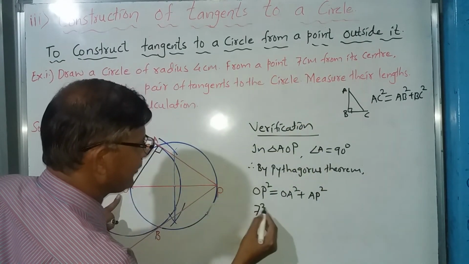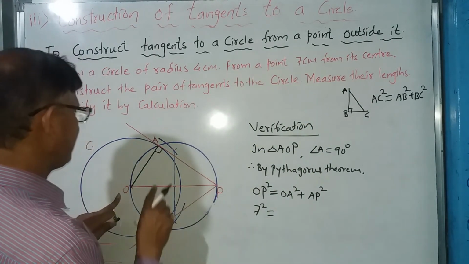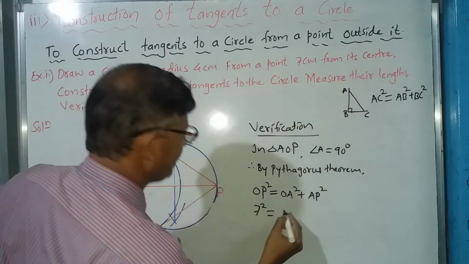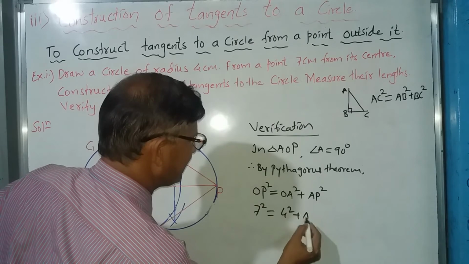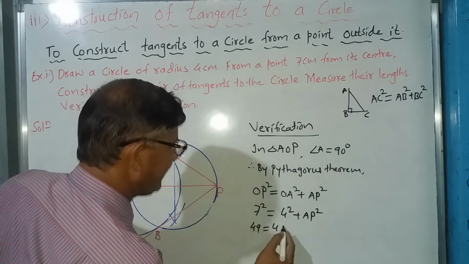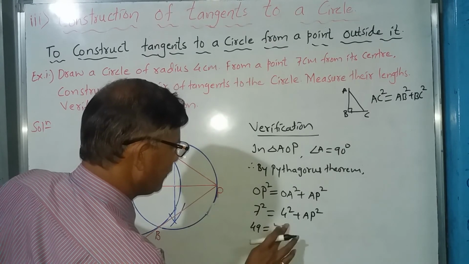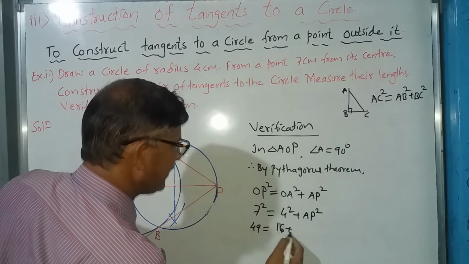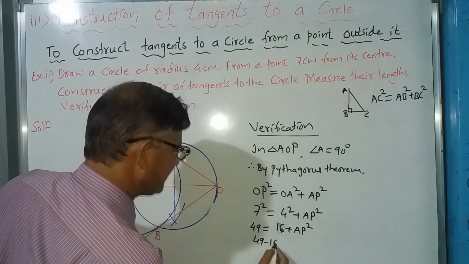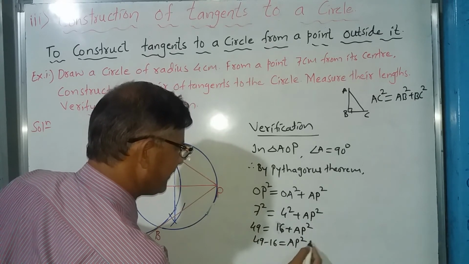How much is given here for the distance of the point from the center? 7. So 7 square is equal to OA square. What is OA here? Radius of the circle. What is the radius of the circle they have given? 4 square plus AP square. So 7 square is 49. 4 square, how much is it? 16 plus AP square. Solve for AP square. 49 minus 16 is nothing but AP square.